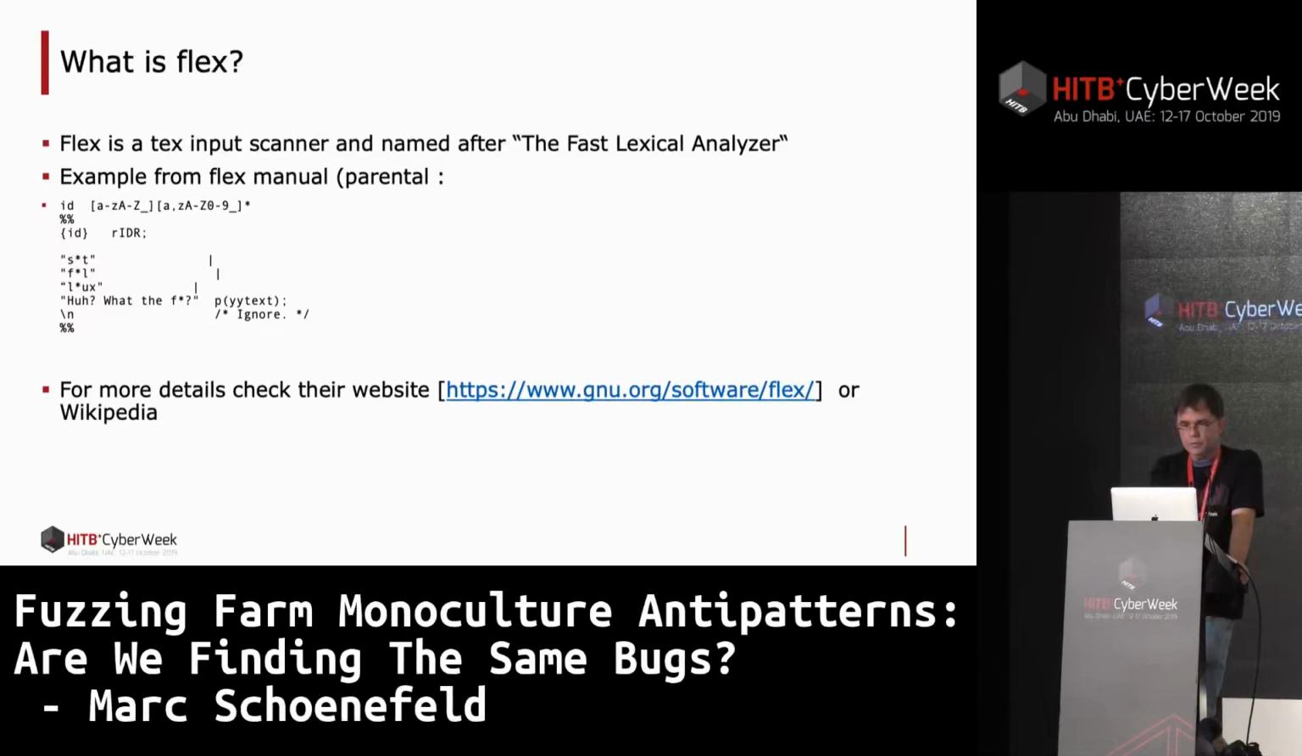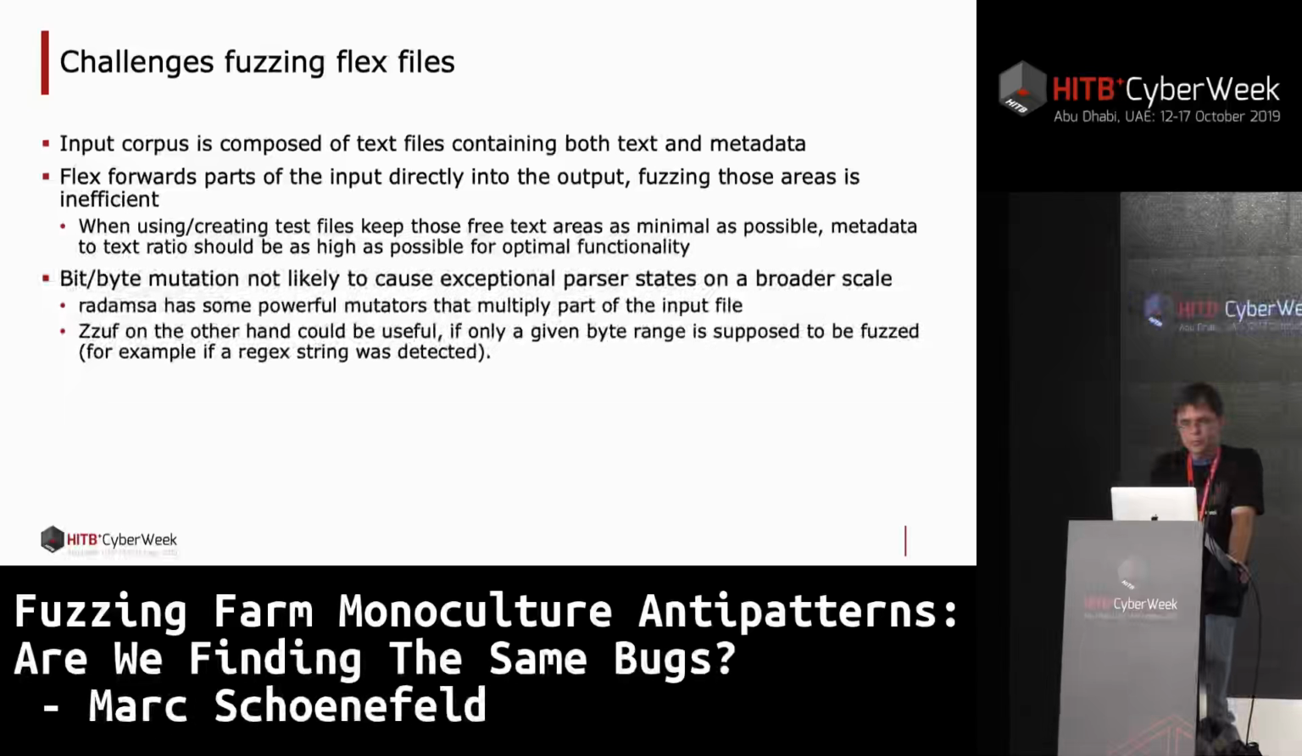So Flex is, as being said, the fast lexical analyzer. It takes rules and converts these rules to C code, and we try to find if that causes actual crashes. So our input corpus was composed of text files containing both text and metadata. Flex forwards parts of the input directly to the output, so fuzzing those areas is inefficient. So when creating test files, keep those files with as little free text as possible and use as much metadata and control instructions to have a high metadata to text ratio to cause as much functionality to be hit as possible.